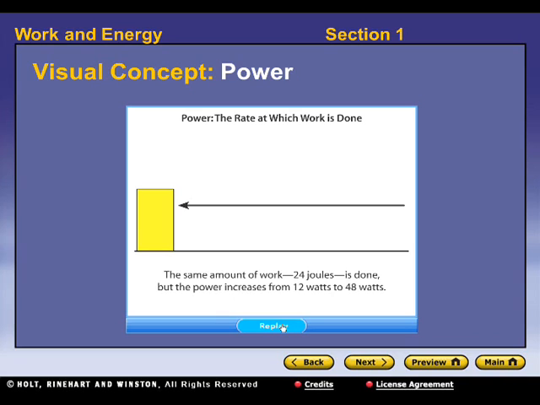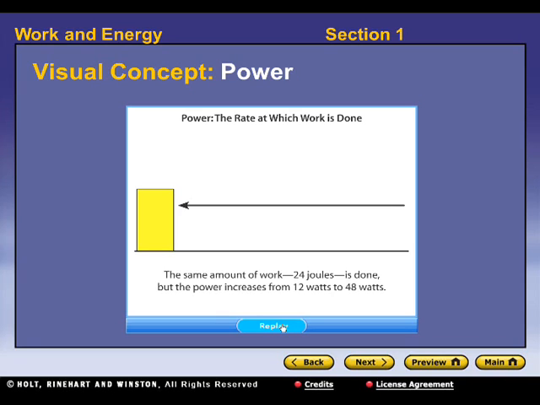If you notice there, they did 24 joules of work on moving the box from the right to the left. But the time intervals for which they did that were different. One was done in 2 seconds. So 24 joules divided by 2 seconds gives you 12, so 12 watts. Then they did it in 1 second. So that's 24 joules per second, which is 24 watts.